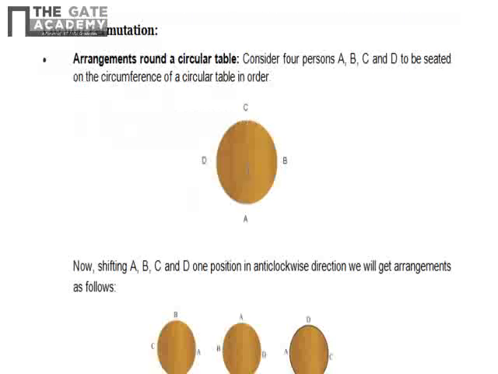Now the next concept is circular permutation. There is a very thin line of difference between circular permutation and linear permutation. Linear we have already studied. Now we'll see what is the difference between linear and circular. Suppose you want to sit 4 persons on a circular table, A B C D. So the arrangement is like this.